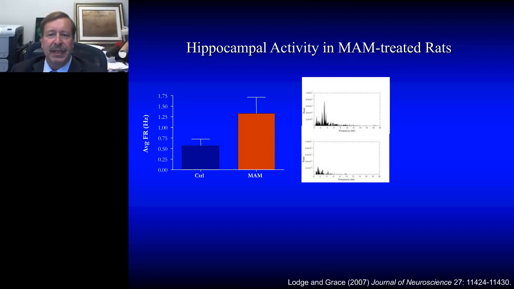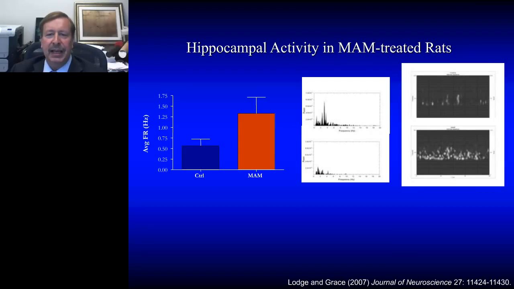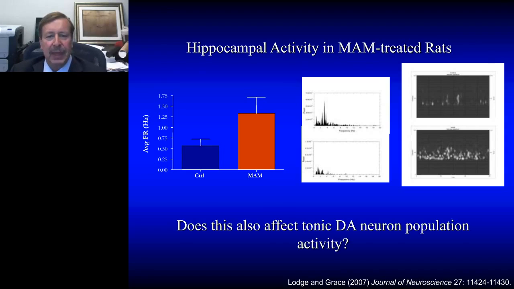We find that there's a decrease in the low-frequency rhythms, the rhythms that we think are responsible for functional gating, and instead an increase in the higher frequency rhythms, which means that we're removing what would be a gated output and replacing it with a high-frequency noise, if you will, coming out of the hippocampus.